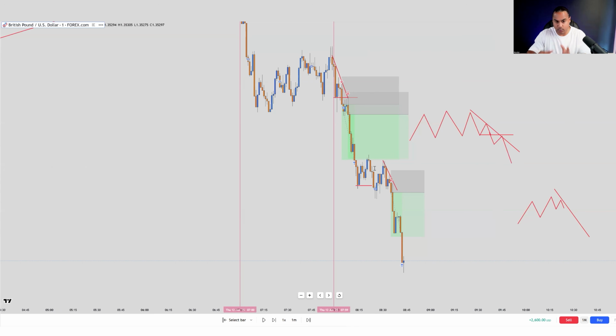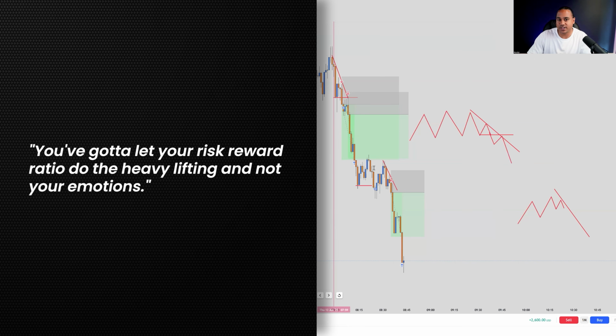But if your risk to reward ratio is solid, guys, a 1 to 2, a 1 to 3, then you can be profitable even with a 40 to 50% win rate. Okay. One good trade with a 1 to 2 risk reward ratio pays for two losses. So you've got to let your risk reward ratio do the heavy lifting and not your emotions.